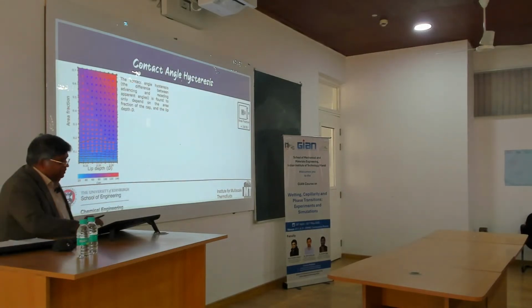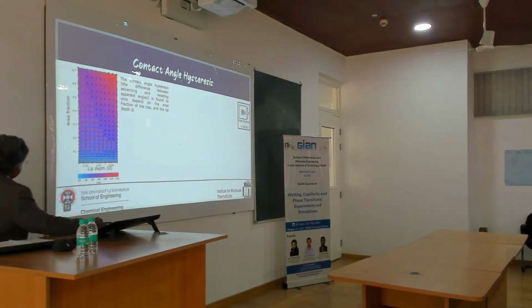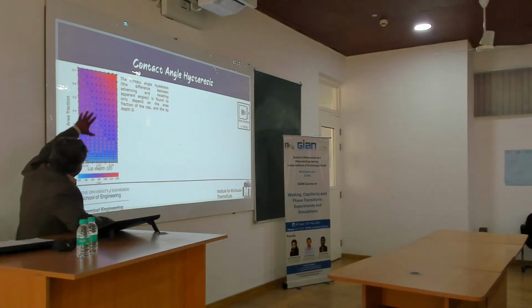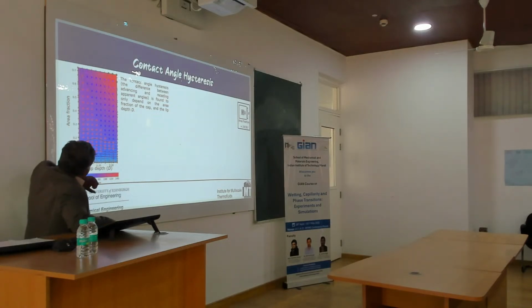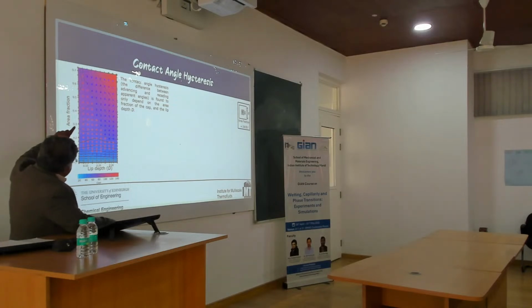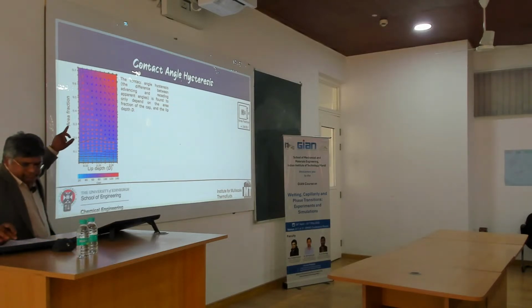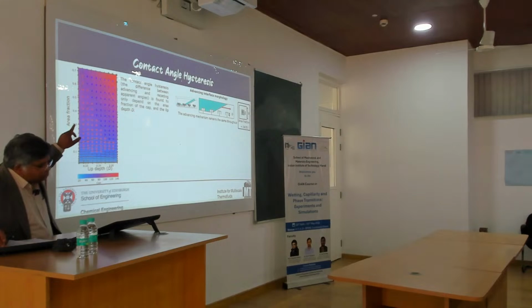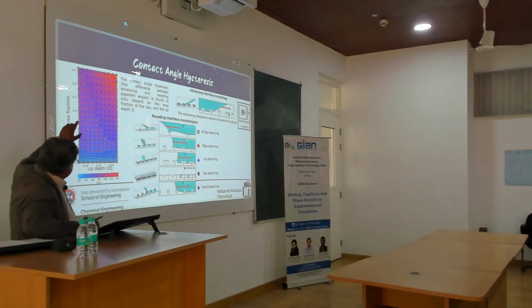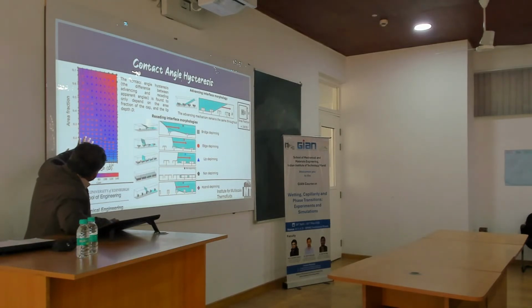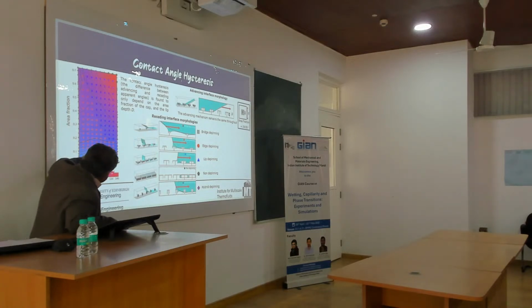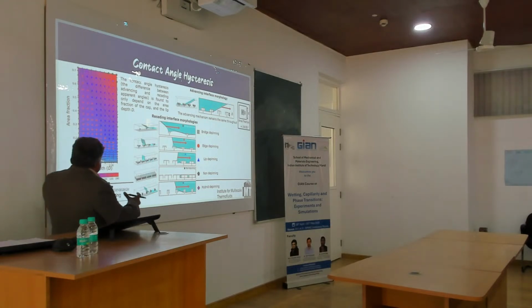People have done a lot of work on this. So the color coding here is based on contact angle hysteresis. And if you see these purple dots here, the purple dots show the types of failure.